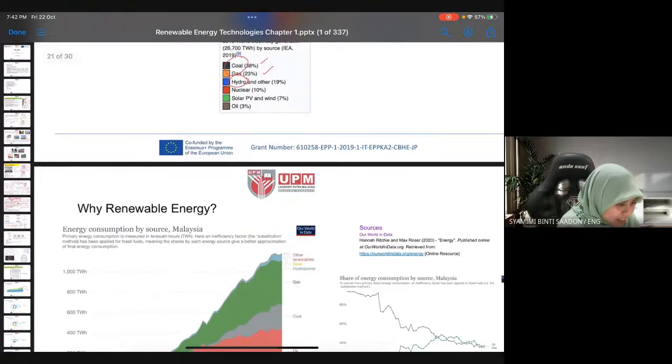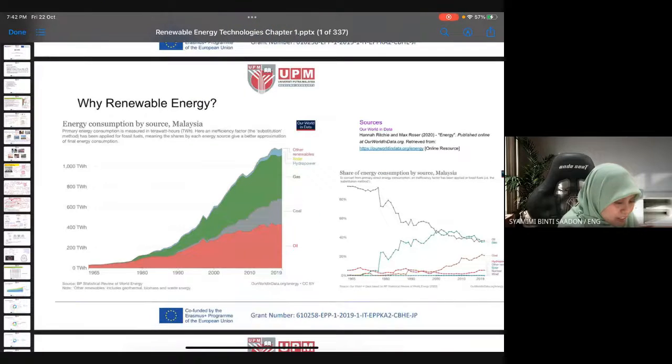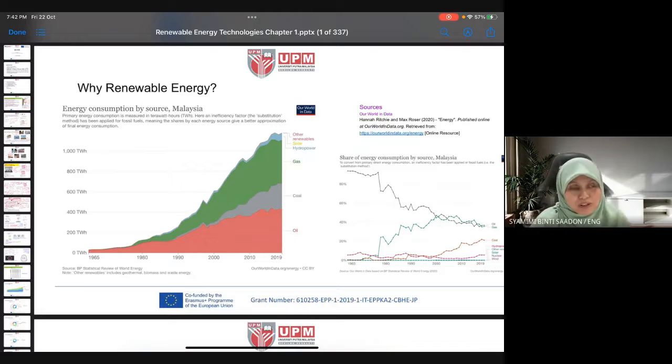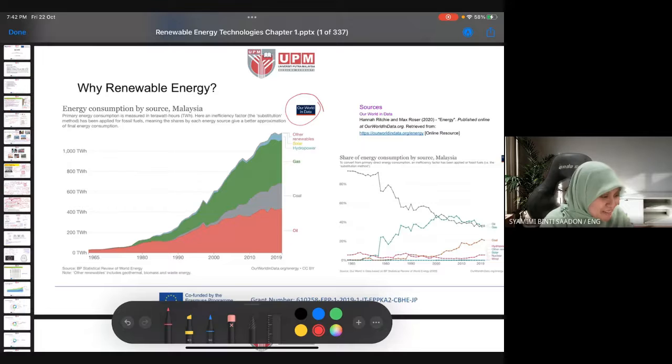Okay, this is Malaysia. Now we focus to give a little bit of data on Malaysia, our country of course. This is from Our World in Data. Now this website is famous for looking at COVID data. But actually Our World in Data does not only have COVID data, it has all kinds of data. So Malaysia, where are we? Malaysia energy consumption by source from the 1960s, 65 until 2019, current.